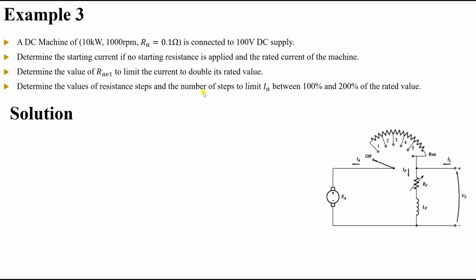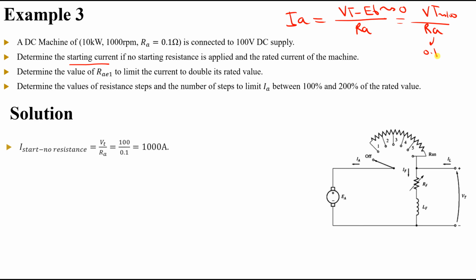Okay, so let's start step by step. Number 1, we need the starting current. We know from KVL that I_armature equals (V_terminal minus E_back) over R_armature. Now at starting, E_back is equal to 0. So our I_armature at starting will be V_terminal over R_A. V_terminal is the 100 volt DC supply, R_armature is 0.1. So this is the first solution: I_start without any starting resistance equals 1000 amperes.